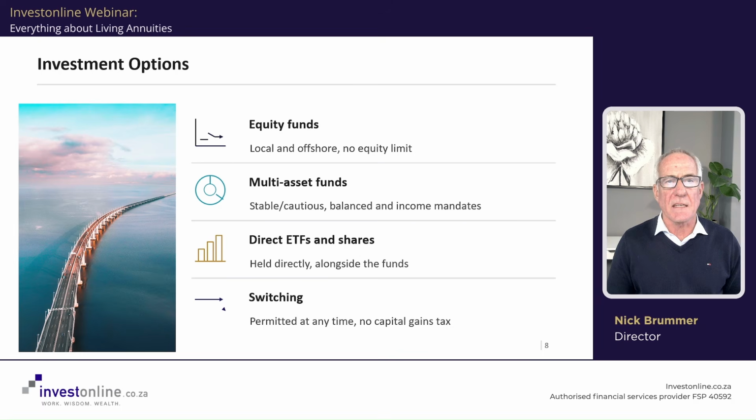Right, so where can you invest this money? Basically it's a very broad range: equity funds, both local and offshore, and multi-asset funds, so you can have your normal balanced funds or stable funds that you could invest in. Then you can also do direct. You can invest directly into shares, directly into ETFs. And the nice thing about it is that also, switching wise, you can make all different changes when one feels necessary. If you want to change a particular strategy, there's no capital gains tax. So it's capital gains tax free, and it makes switching a lot easier.